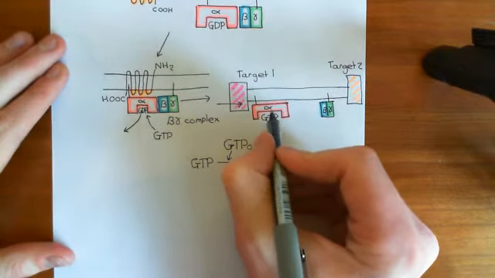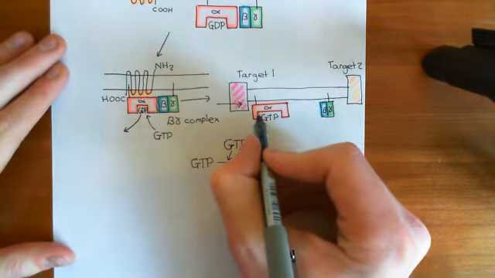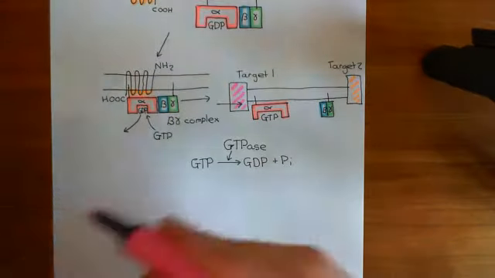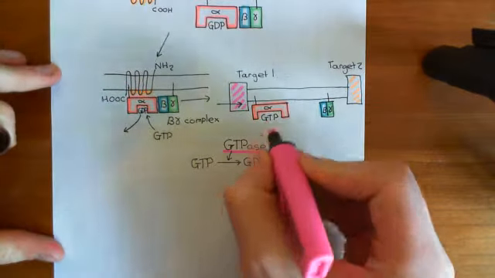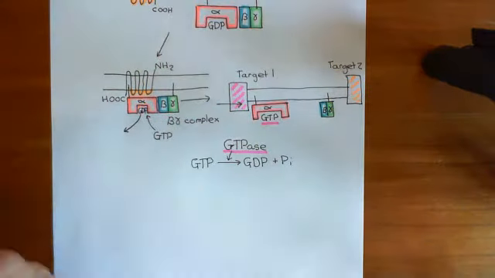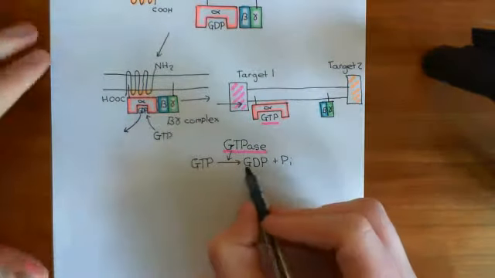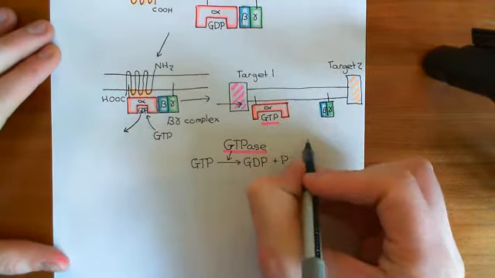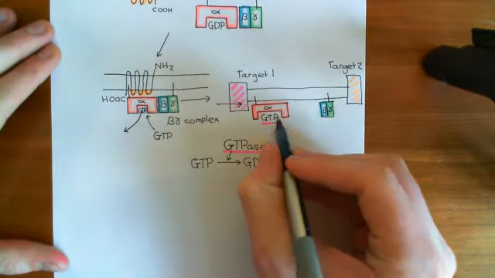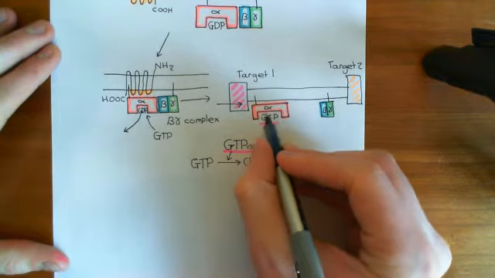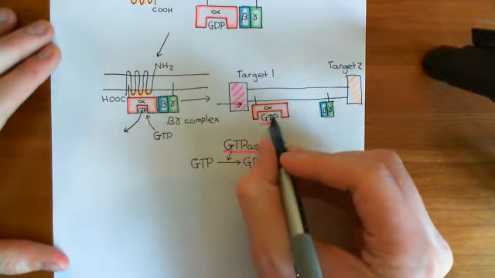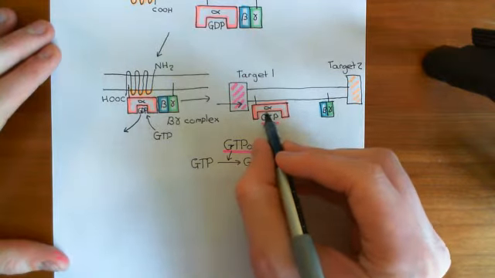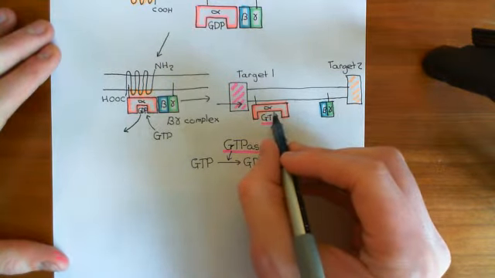So, when target 1 activates the alpha subunit, it's going to activate this GTPase activity here, and the alpha subunit is now going to act on that GTP molecule that it's got bound there, and it's going to hydrolyze it into guanosine diphosphate and an inorganic phosphate. The inorganic phosphate will be released into the cytoplasm, whilst the guanosine diphosphate will remain bound to the alpha subunit.